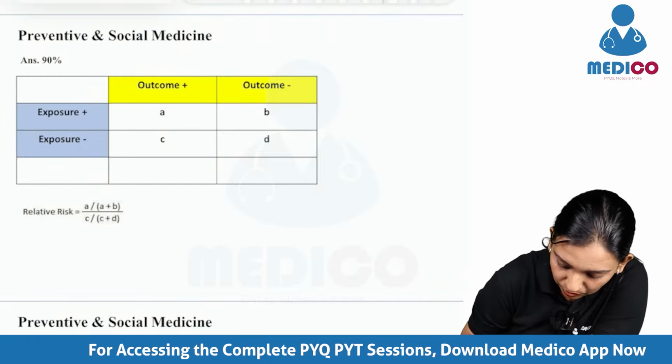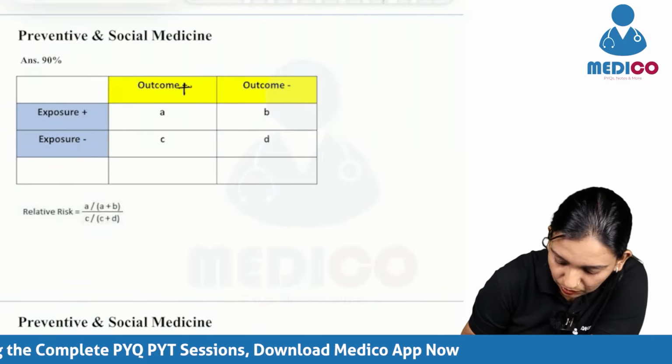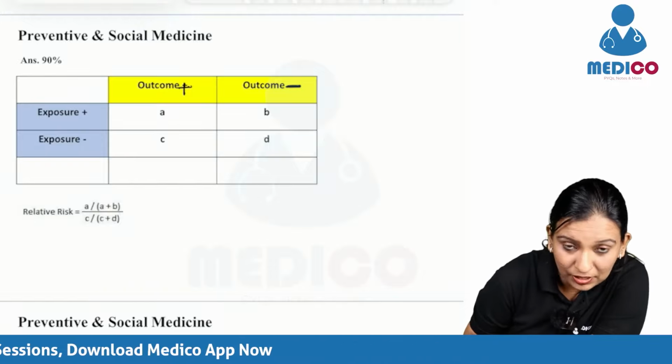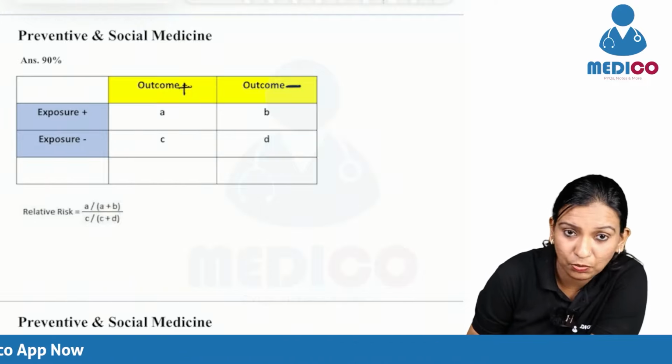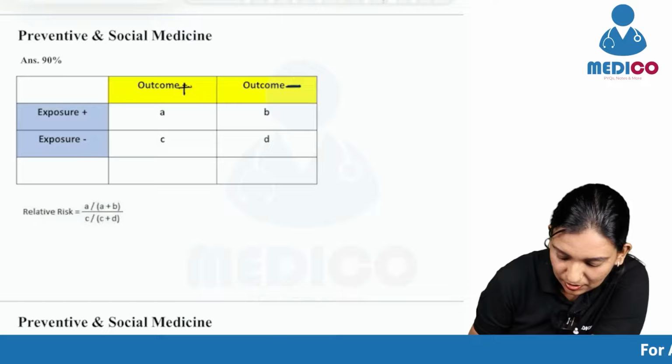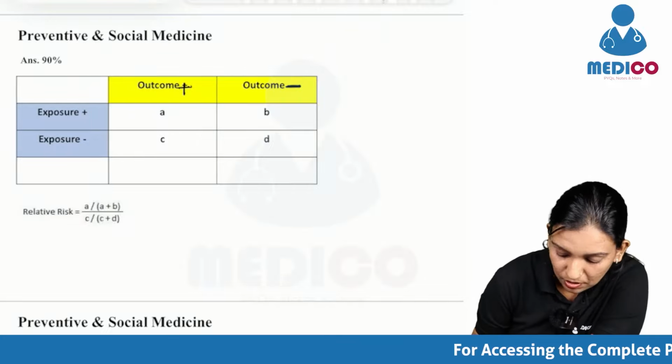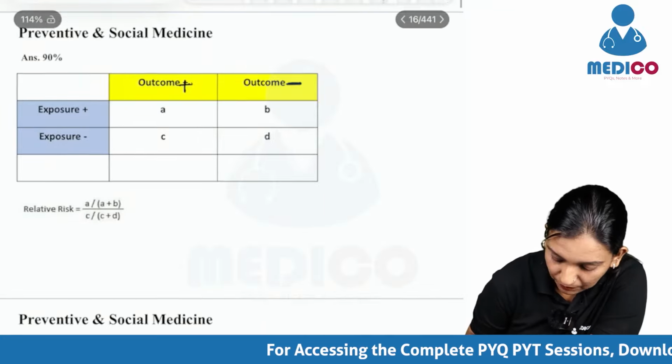So this is the outcome present, here you write those without the outcome. This side you have the exposure present and this side you have the exposure absent. Okay, this is just A, B, C, D. I'm just writing it down for the convenience of the formula.